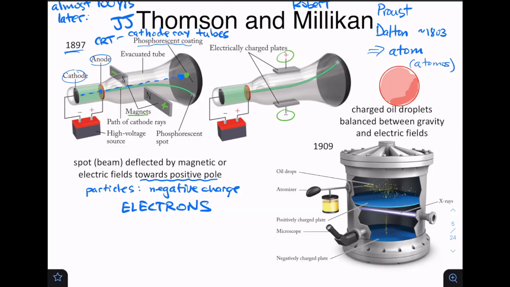And in fact, by adjusting both the magnetic and electric fields at the same time, they can actually balance the effect that each one had. And in that balance, they can then calculate what we call the mass to charge ratio.